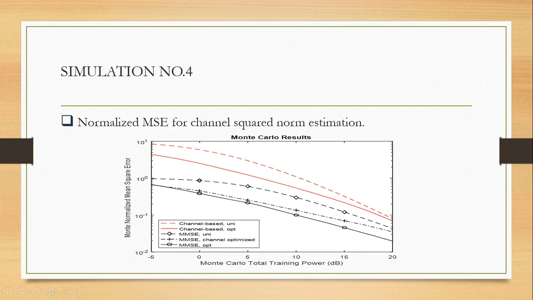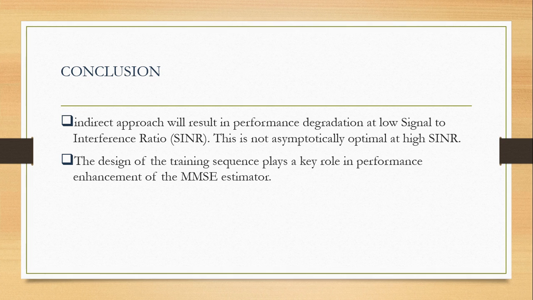The next is figure 4, which is a normalized MSE for channel squared Frobenius norm. Here also the MMSE is calculated in the indirect approach. It results in performance degradation, and this performance degradation happens at low SINR. The major conclusion that can be drawn from this approach is that in the indirect approach, performance degradation happens at low SINR. This is not asymptotically optimal at high SINR.